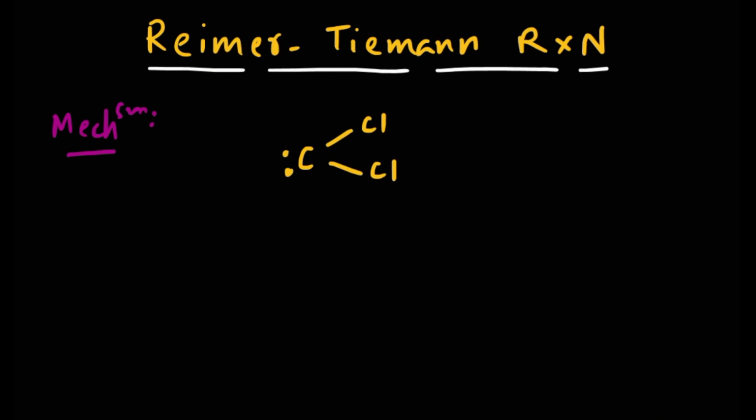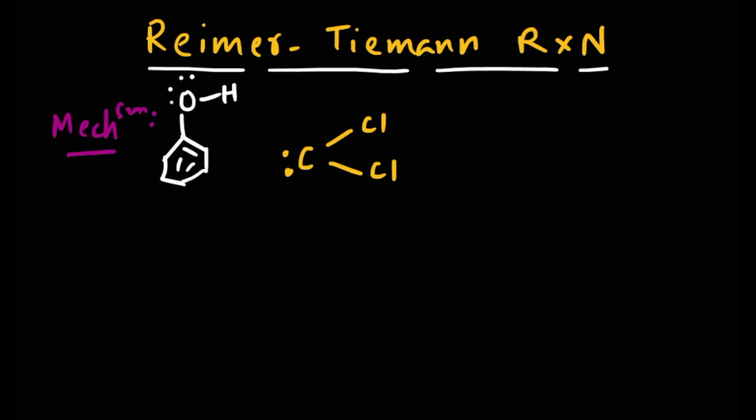Now here we will draw phenol, as it is going to attack the electron deficient carbene. Here there are 2 lone pairs present. Okay, so 1 2 3 4 5 6, so oxygen's valence is 6. Now it is a neutral molecule.